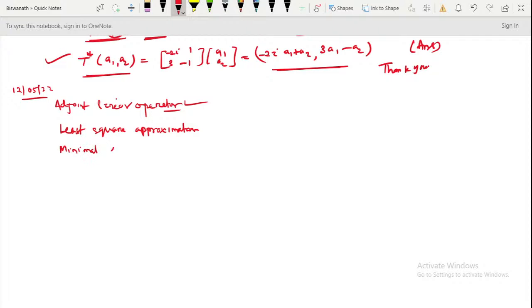So we already completed this, and due to the lack of time, I will not cover the least square approximation and the minimal solution to a system of linear equations. I will provide you notes for these two chapters in my description box.